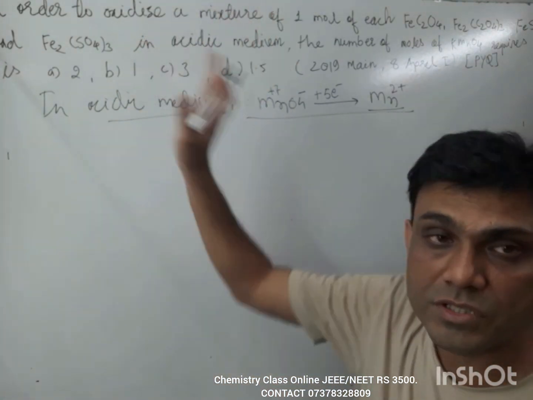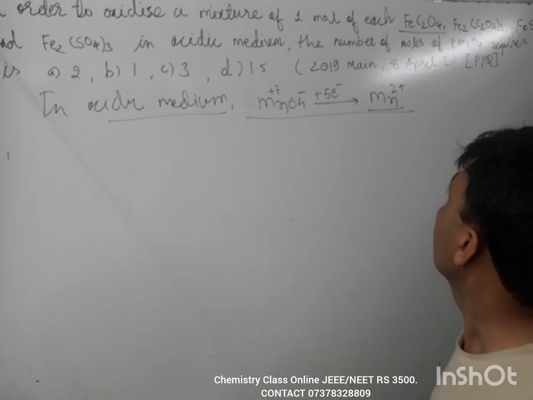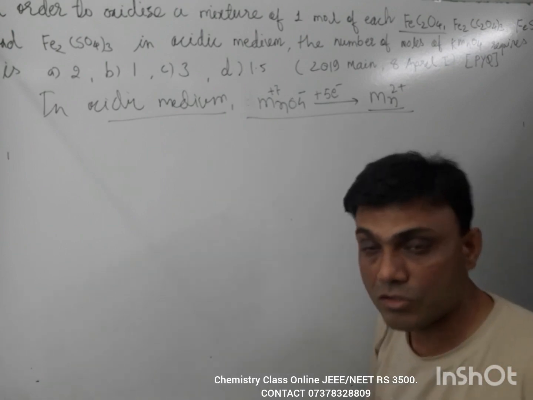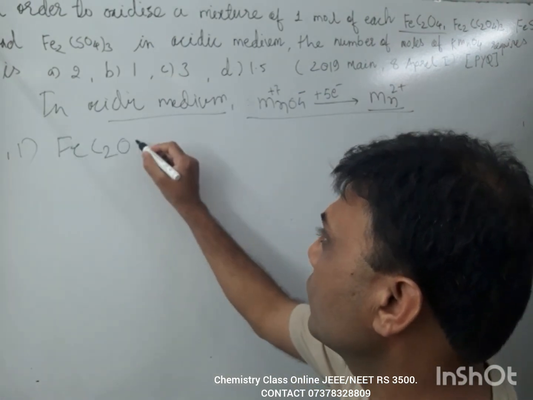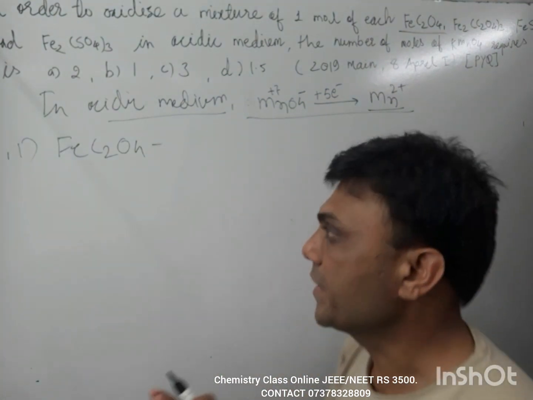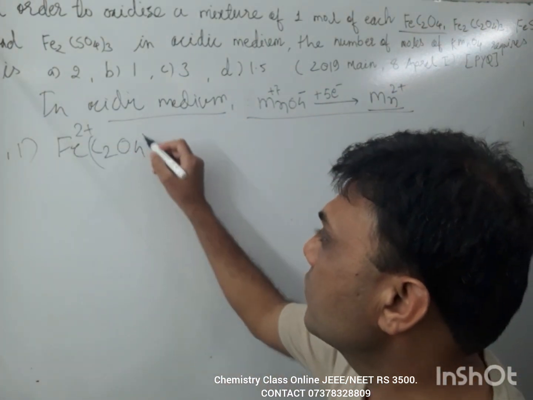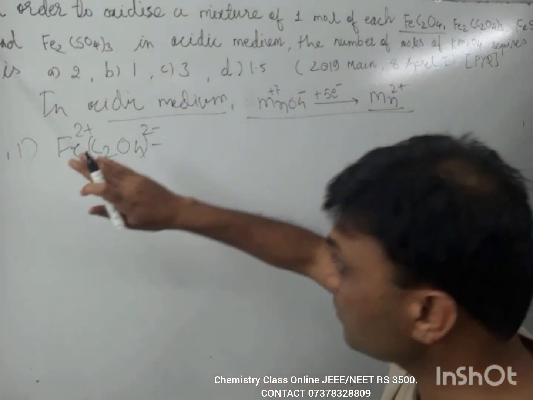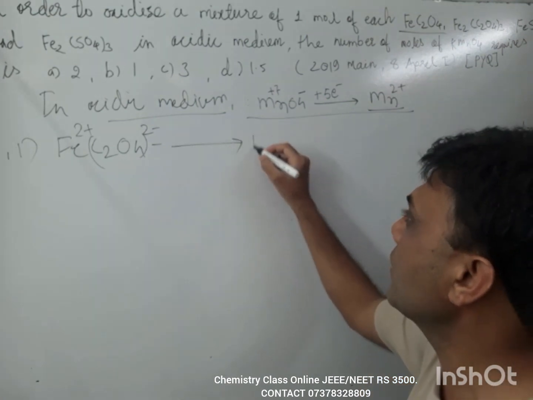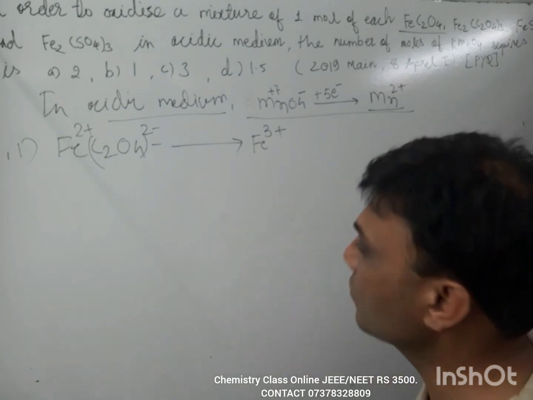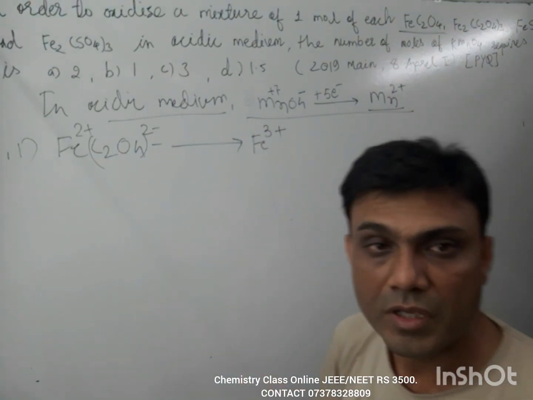Now we will take each one of these to calculate the amount of KMnO4 required. First of all we will take FeC2O4, that is ferrous oxalate. Ferrous oxalate, why? Because the oxidation state of Fe is 2 positive and the oxalate will be 2 negative. Now this ferrous oxalate will oxidize. Fe2 positive will oxidize to Fe3 positive.